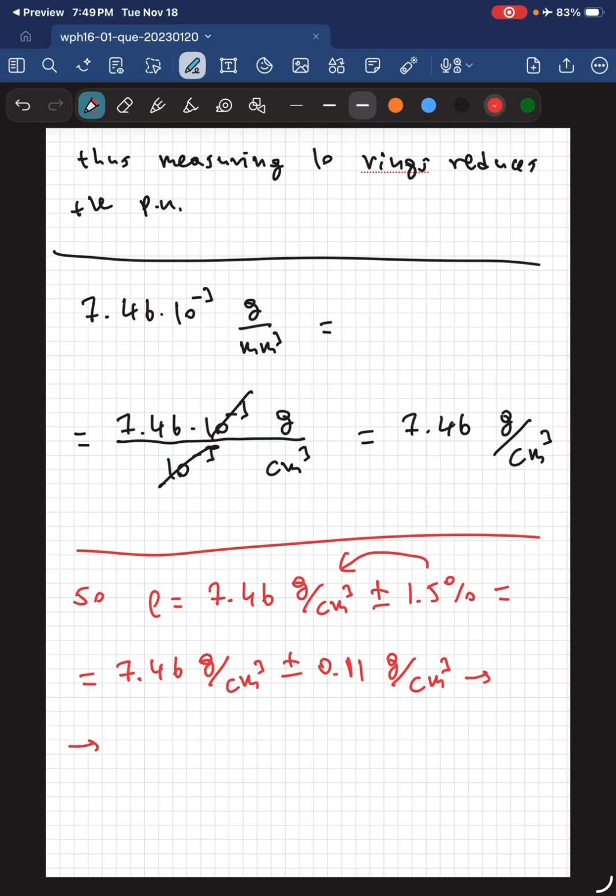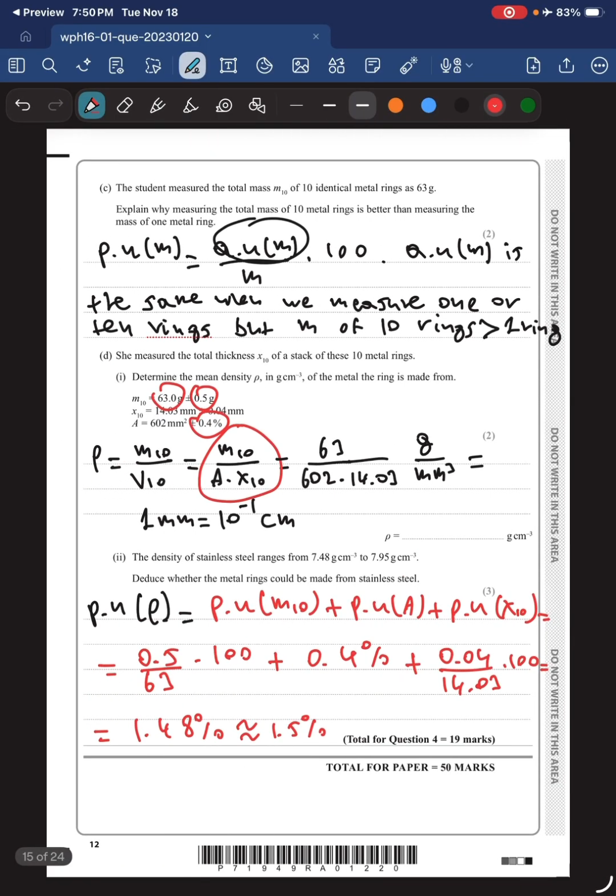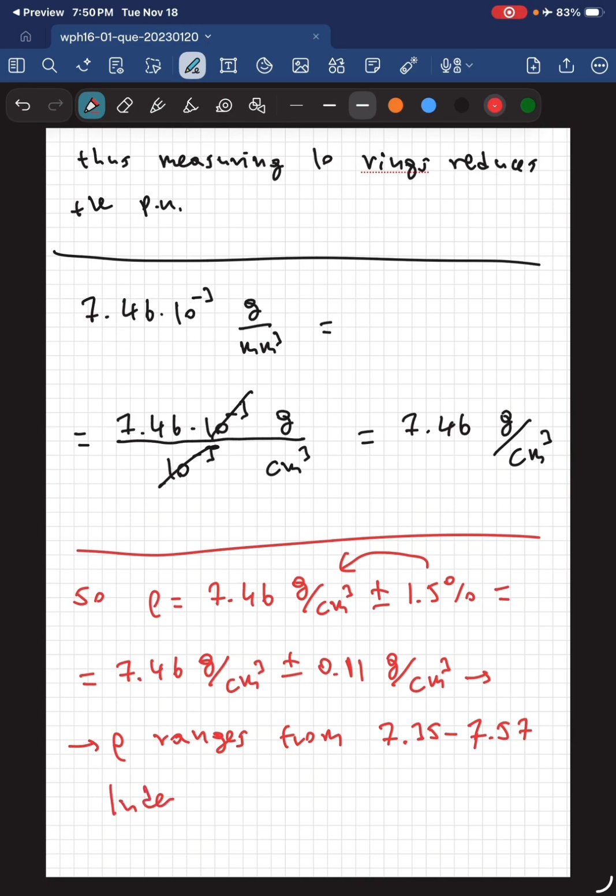which says that the range, so rho ranges from 7.35 to 7.57. Okay, and with the values given here, it's indeed steel. Okay, so indeed the rings are made of steel, and that's the answer. Okay, and this was unit 6 from, what did we say, from January 2023.